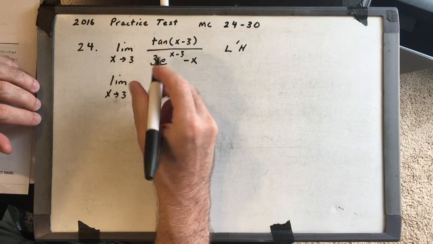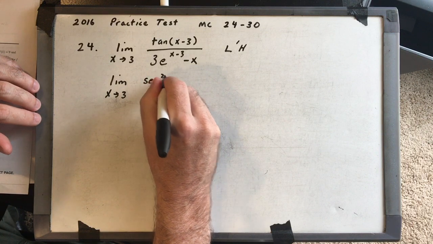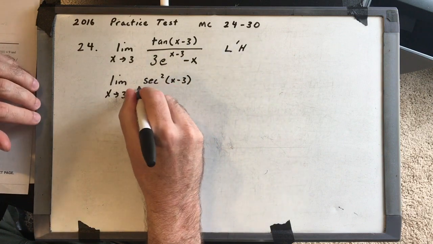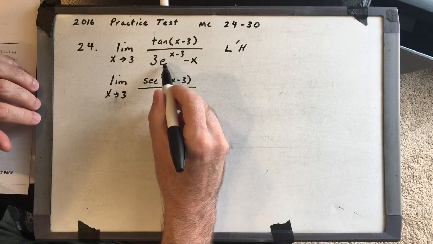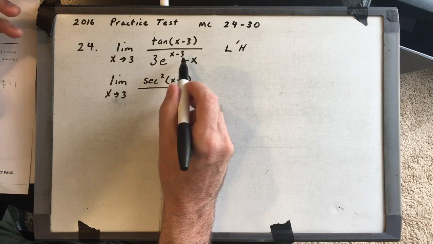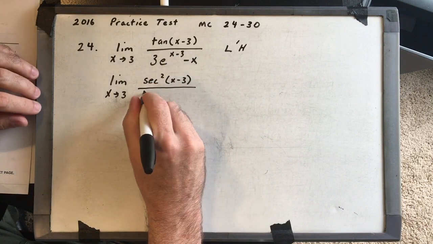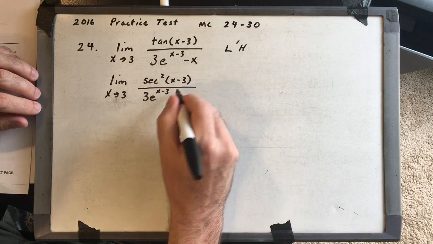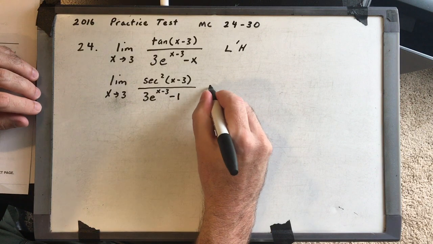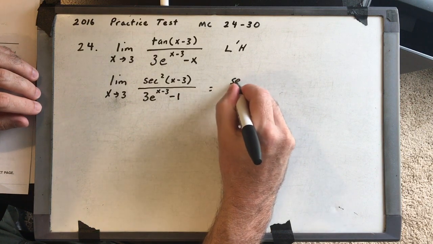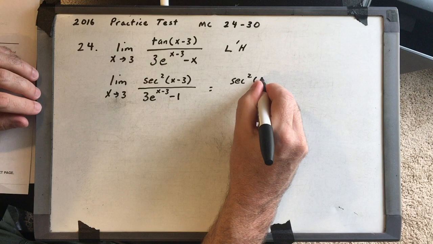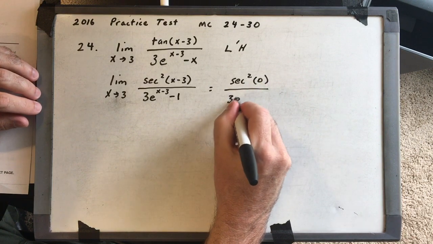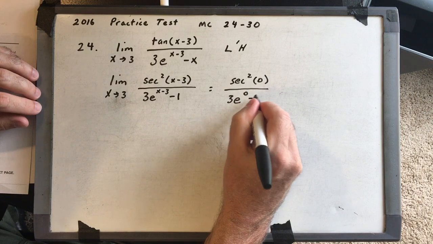So the derivative of tangent is secant squared. And the derivative of the x minus 3 is 1, so you don't have to write that. And then the derivative of e to the x minus 3 is just e to the x minus 3 times 1. So that's going to be 3e to the x minus 3, and the derivative of x is 1. Now we can go ahead and plug in a 3, so secant squared of 3 minus 3 is 0. And then that would be 3e to the 0 minus 1.